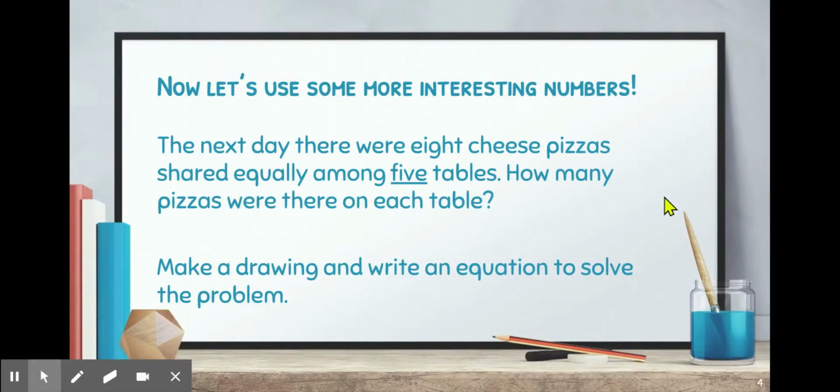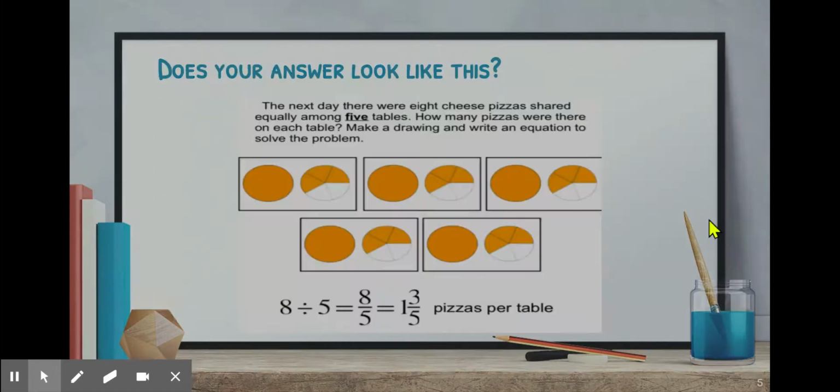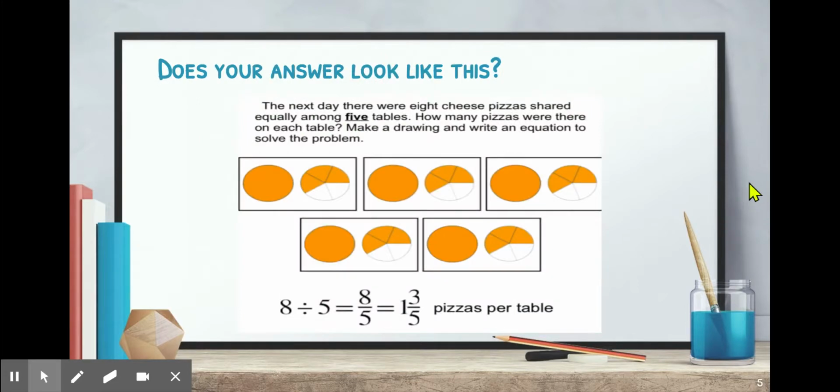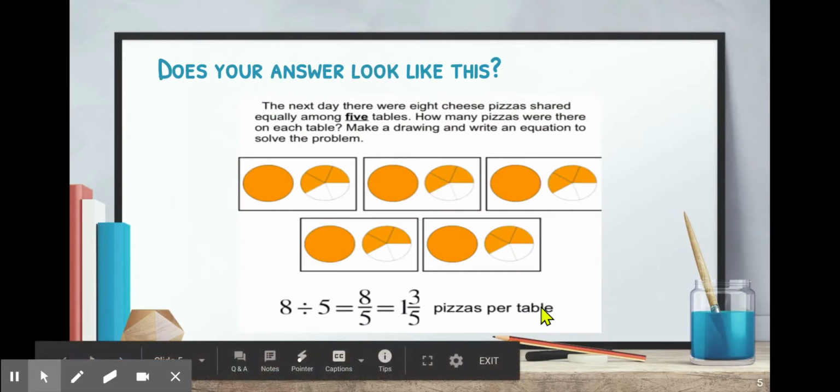Now let's use some more interesting numbers. The next day, there were 8 cheese pizzas shared equally among 5 tables. How many pizzas were there on each table? Make a drawing and write an equation to solve the problem. Remember to pause and then restart the video. Does your answer look like this? 8 pizzas divided between 5 tables would be the same as 8/5, which is equal to 1 3/5 pizzas per table.